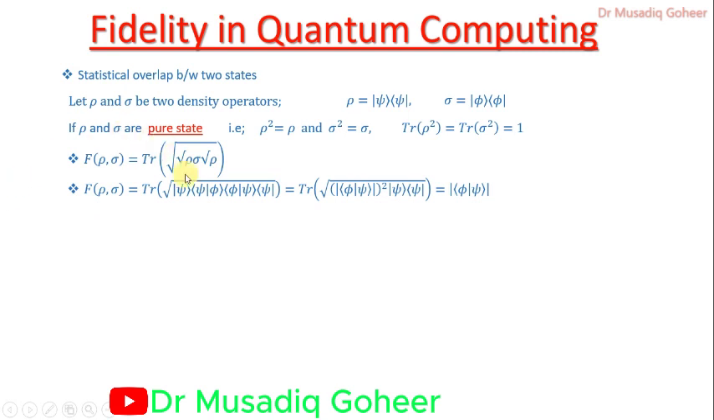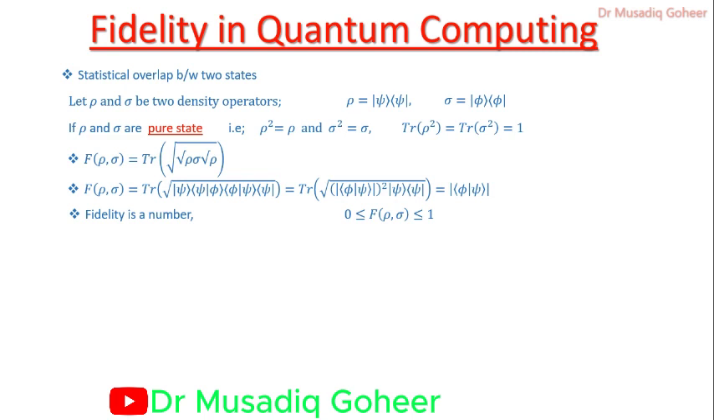You put in the values of rho and sigma. Square root of rho is equal to rho. From here you can see that if the state is pure, then you can write square root of rho equal to rho. So you simply put the outer products of psi and phi into the relation, and from here you can apply simple quantum mechanical tools, and your result will be equal to the absolute value of the inner product of phi and psi, which shows that fidelity is a positive number, so its value lies between 0 and 1.